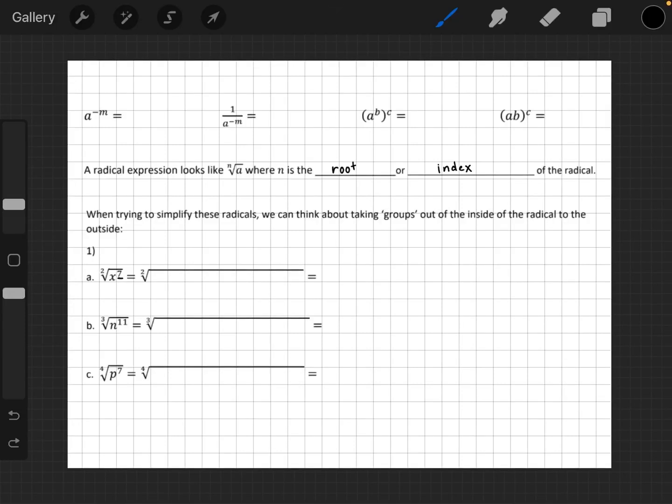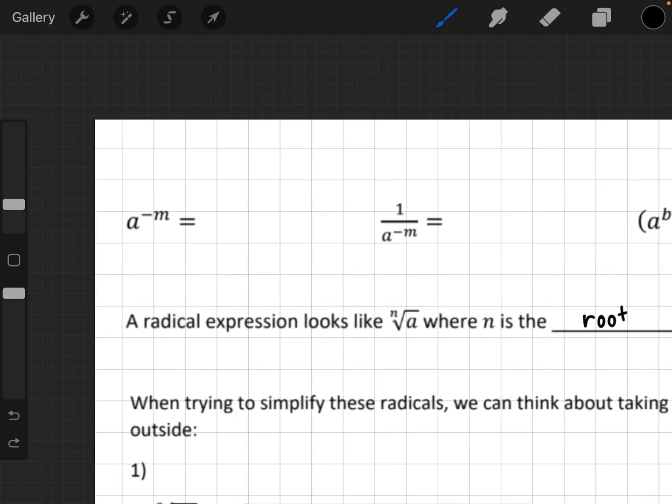This is lesson 2.1, radical expressions and rational exponents. Before we get into the lesson to change between radical expressions and exponents, we'll go over a few basic rules to know. When the expression looks like this, where a to the power of negative m, we can change this by taking the reciprocal of it and setting it to 1 over a to the power of m.